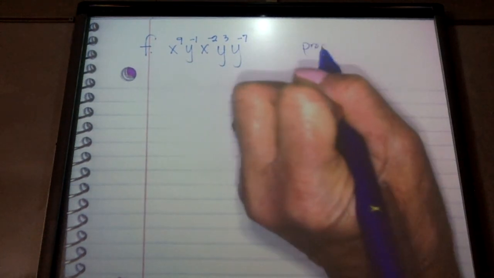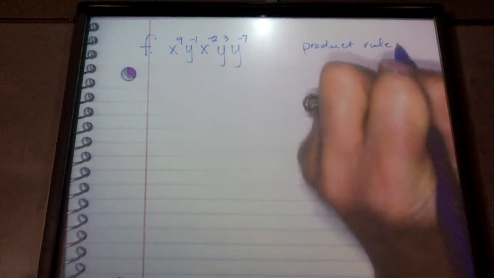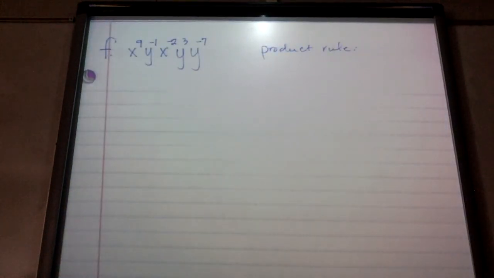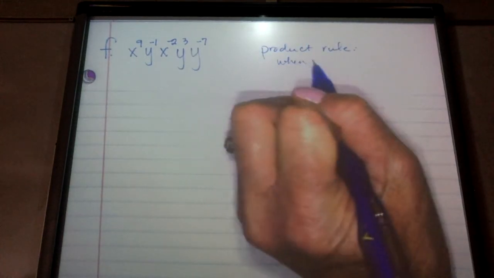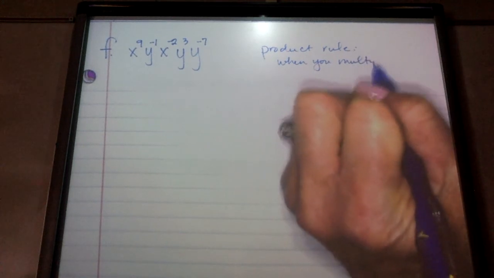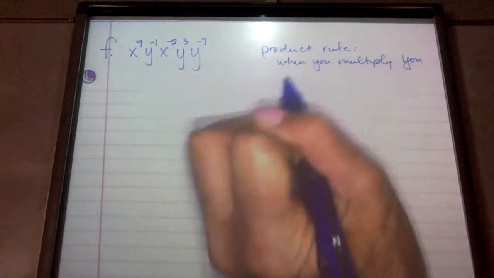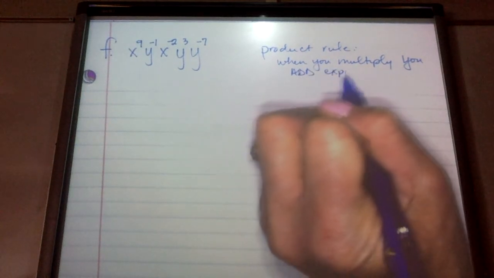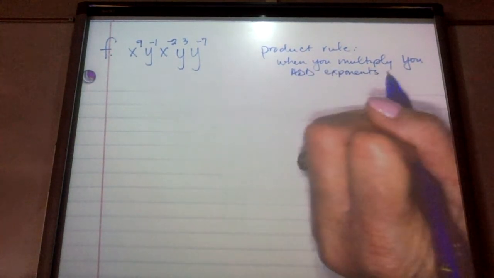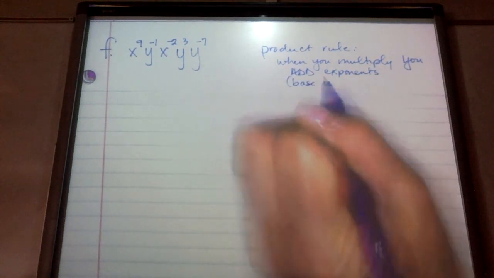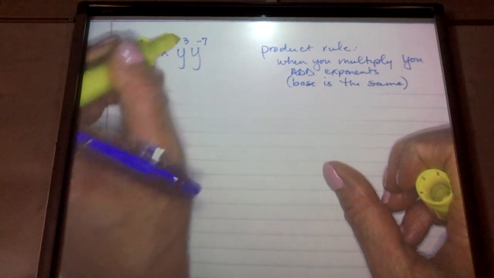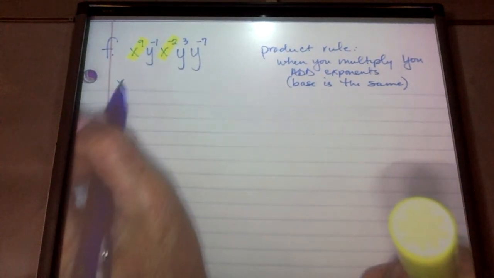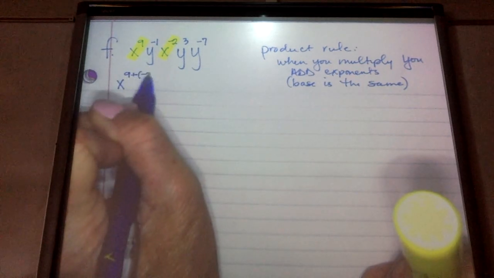Now, the product rule, that's the rule they're highlighting here. When you multiply, you add exponents. Now, that works if the base is the same. So for example, I'm going to start with my x terms. I have x to the 9th, x to the -2nd. So that is really x to the 9th plus -2.